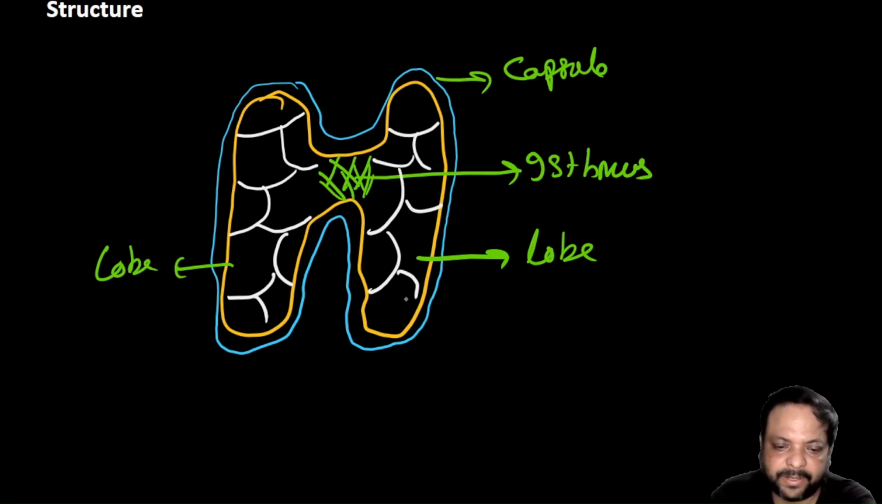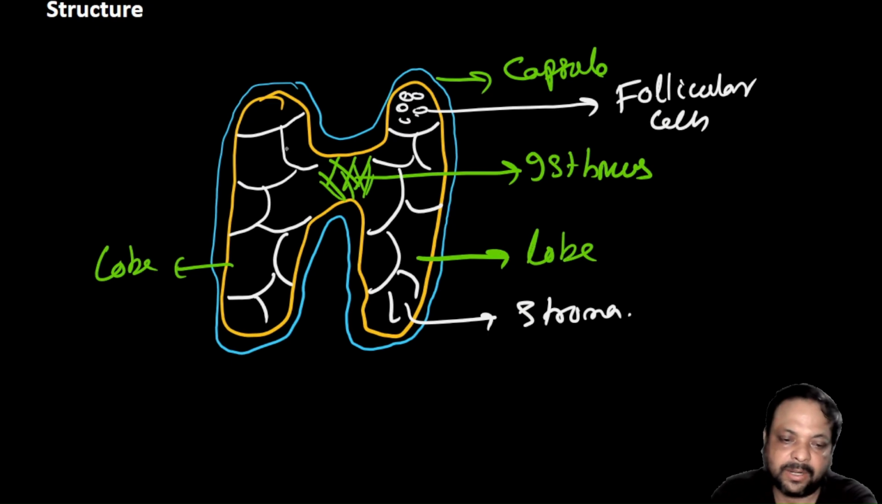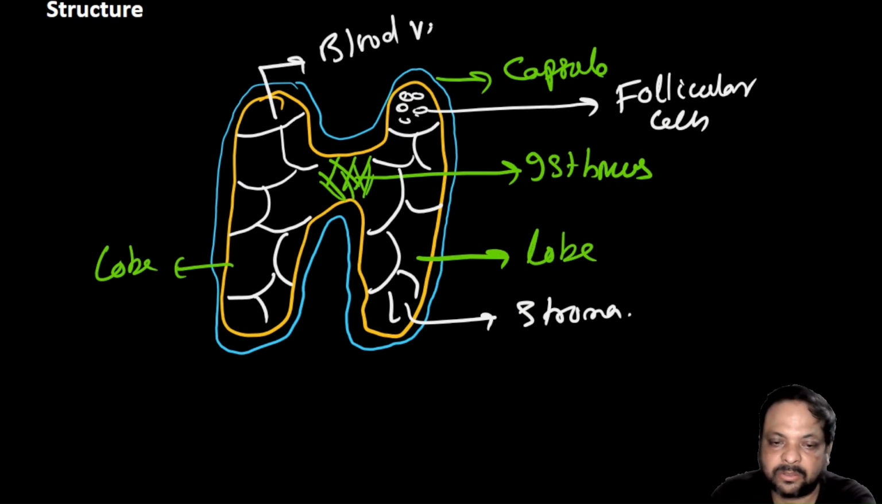So inside the lobes, we find division-like structures present, and inside them we find certain cells. We'll discuss them later. Inside the lobes, we find the follicular cells, and we also find the stroma, which we'll discuss now. We also find blood vessels present inside the lobes.